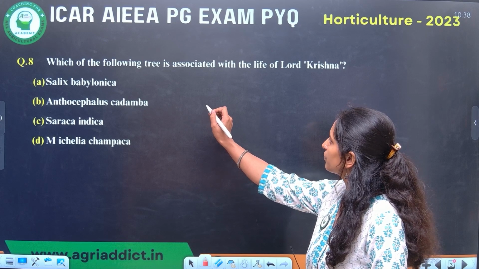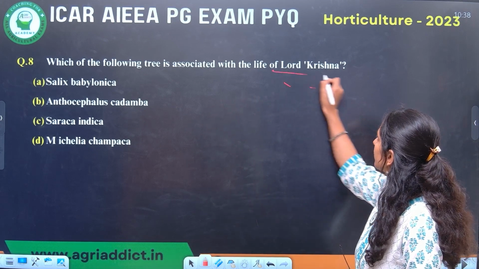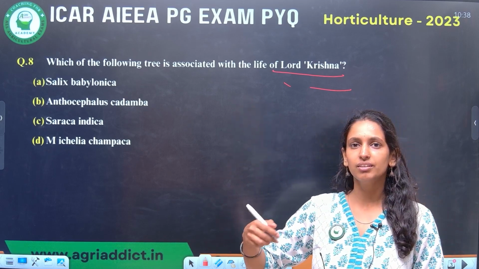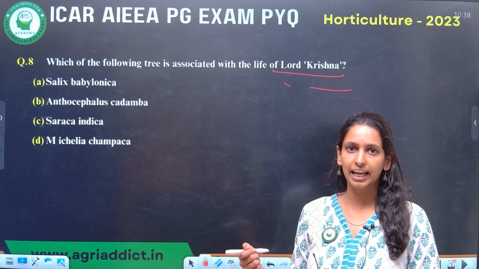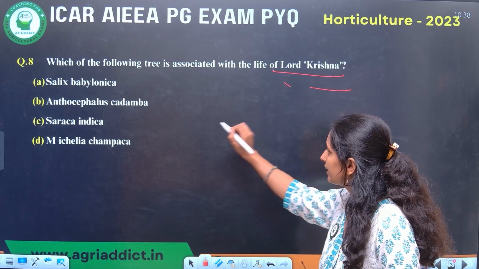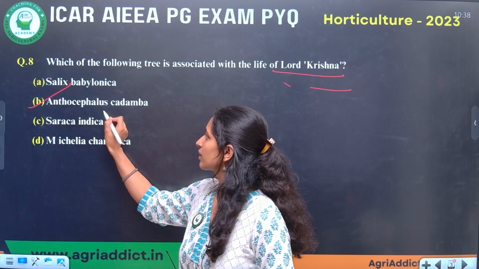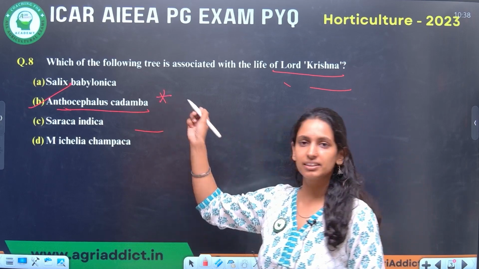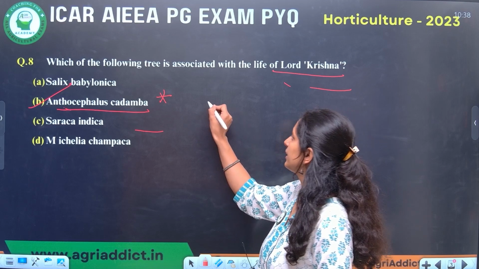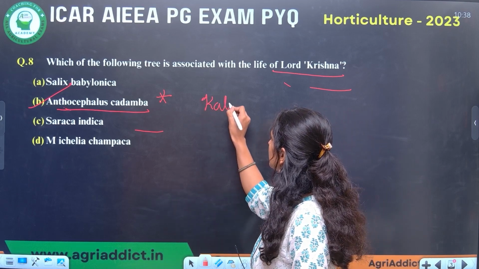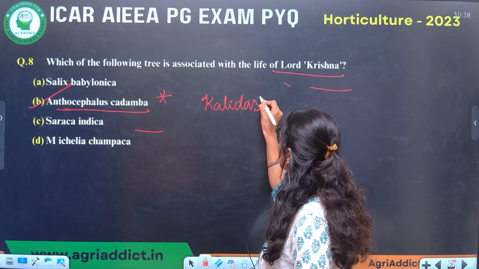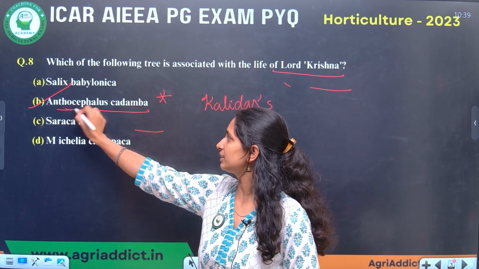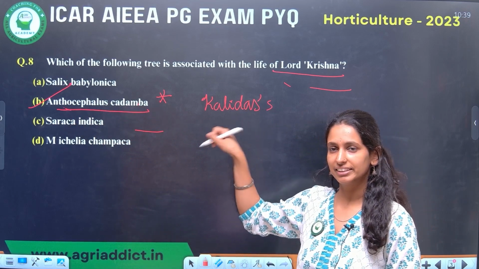First question: which of the following trees is associated with the life of Lord Krishna? This is the same type of question they ask, about trees related to a religious god or liked by a king. The answer is Anthocephalus kadamba. In the last discussion also they asked about the kadamba tree. That is the tree mentioned in the epic written by Kalidas. Let me know in which book Kalidas mentioned Anthocephalus kadamba. You can comment and I will give the right answer.